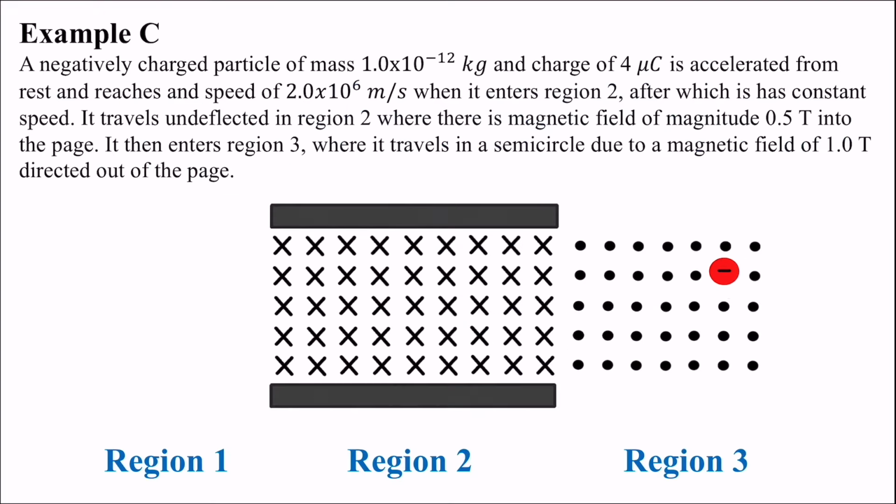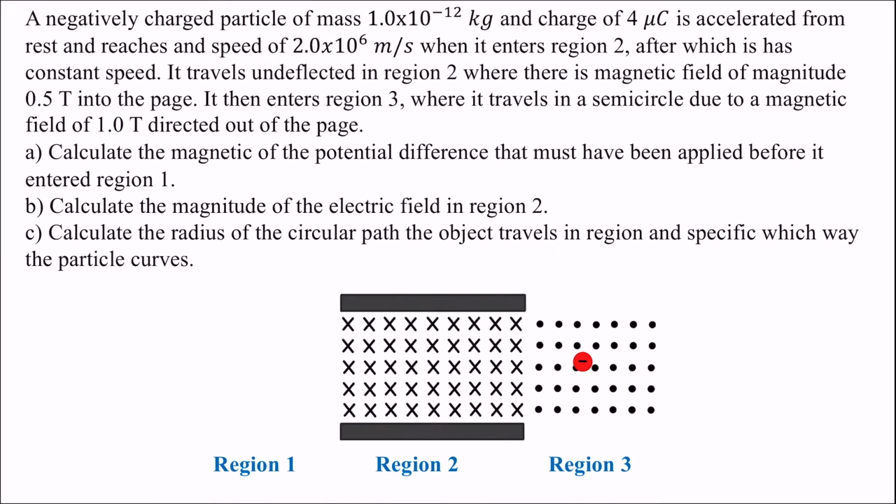Okay, last example is a pretty common type of question. It's a situation that represents a mass spectrometer. And there's three parts to this question. In the first region, there's going to be a voltage applied to the charge, which is going to accelerate it from rest. Then it's going to go to region 2, where it's going to travel straight due to opposing magnetic and electric fields. Then in region 3, there's just a magnetic field, so the particle is going to curve in circular motion.